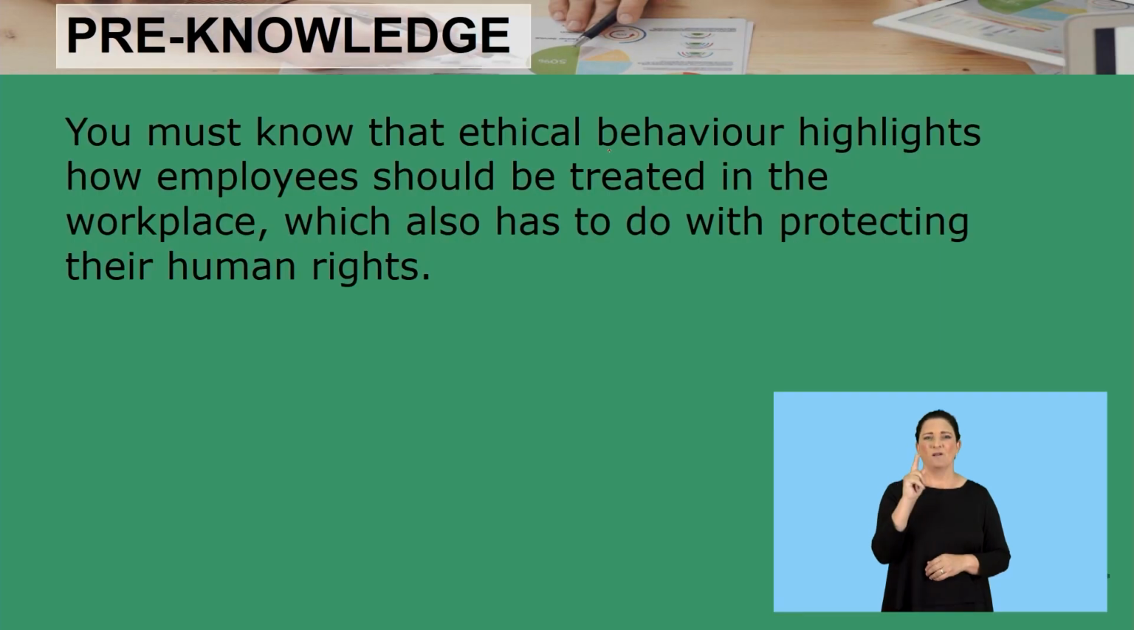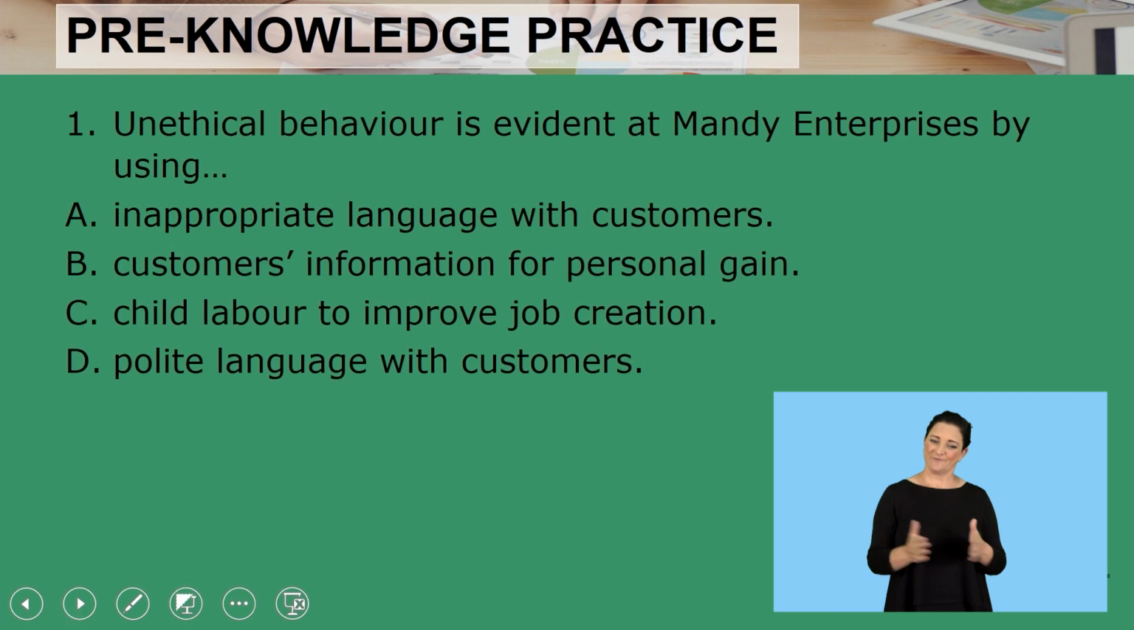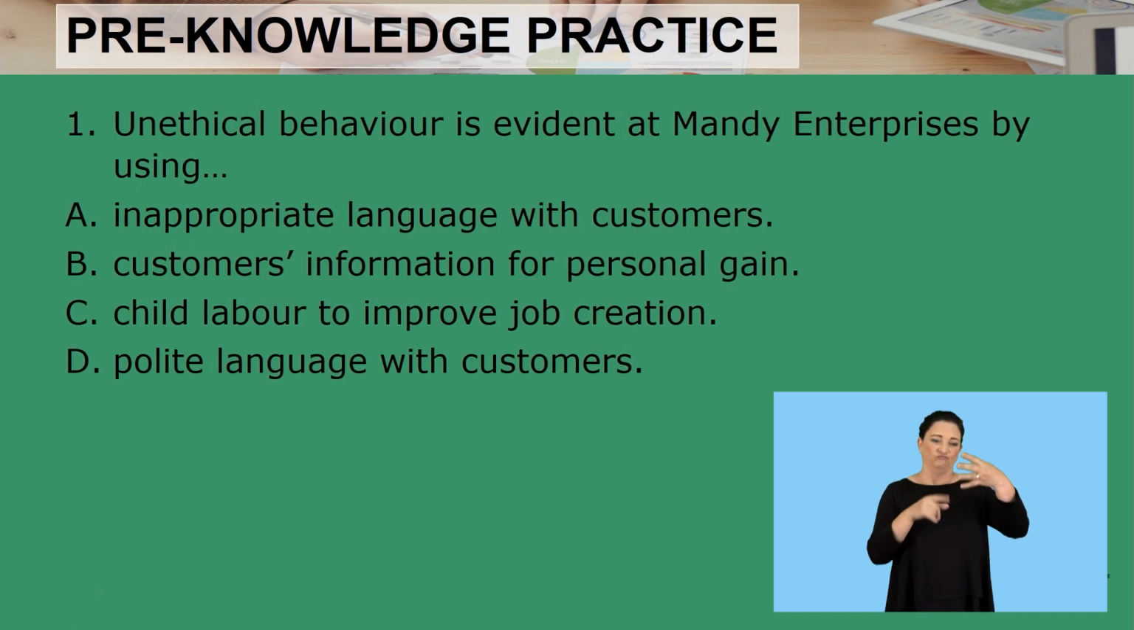Now, pre-knowledge, this is what you know, and you must know that ethical behavior highlights how employees should be treated in the workplace, because this refers to the moral behavior that is accepted by the society, which also has to do with protecting the human rights of the workers inside the business. So with that being said, let us check our pre-knowledge practice, which now is our multiple choice question.